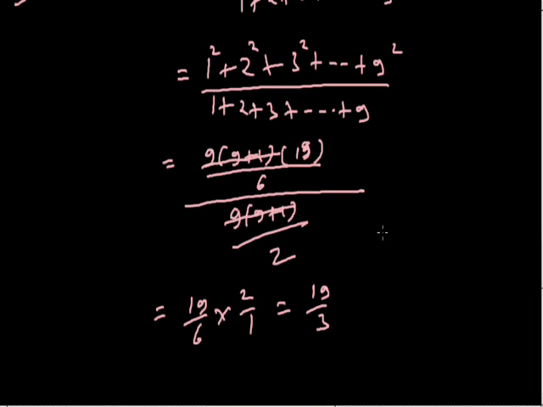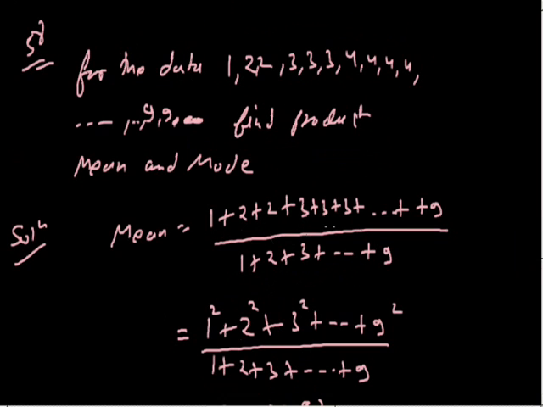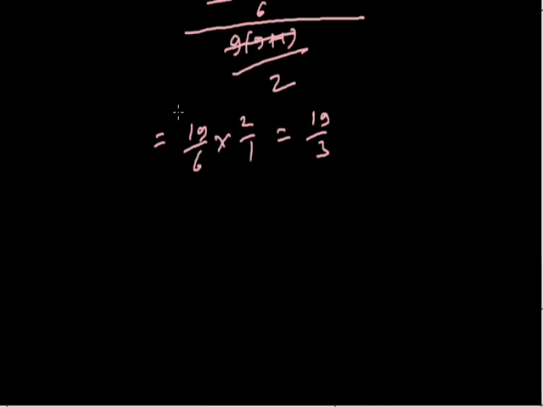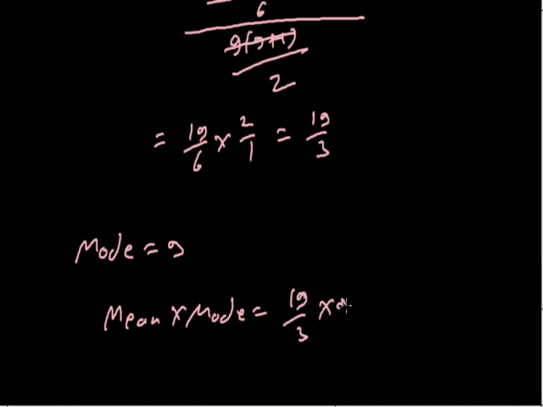Now, as we already saw in the given observations, 1 occurs only 1 time, 2 occurs 2 times, 3 occurs 3 times, and 9 occurs 9 times. So 9 occurs the most number of times, so the mode becomes 9. We have to find the product of mean into mode, which comes to be 19 by 3 into 9, which equals, cancelling 3, 19 into 3, that is 57. So option 3 is correct.